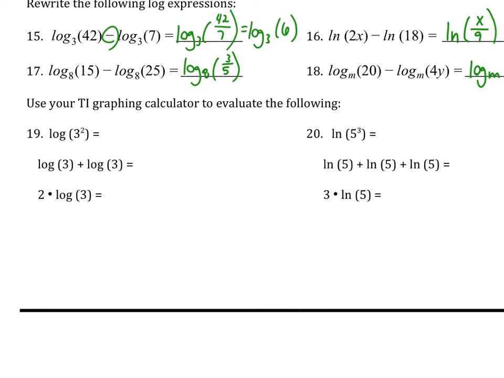Once again, using your graphing calculator to evaluate the following. If I have log of 3 squared, I get 0.954. Well, what if I separate that? Because that's really like saying log 3 plus log 3, which is an addition problem. Well, that's 0.954. Addition with the sense of logs. Last one, 2 times log 3. Hey, that's 3 different situations where they are all the same answer.